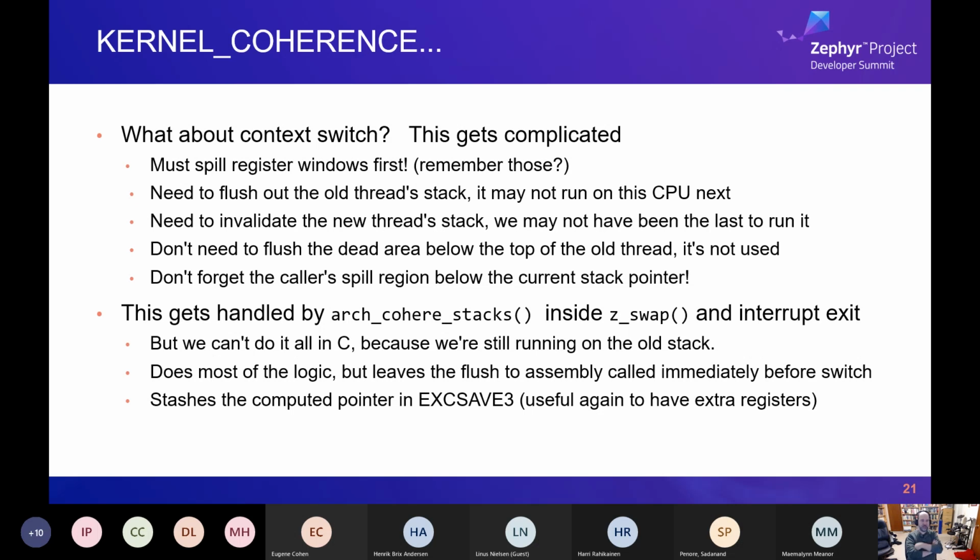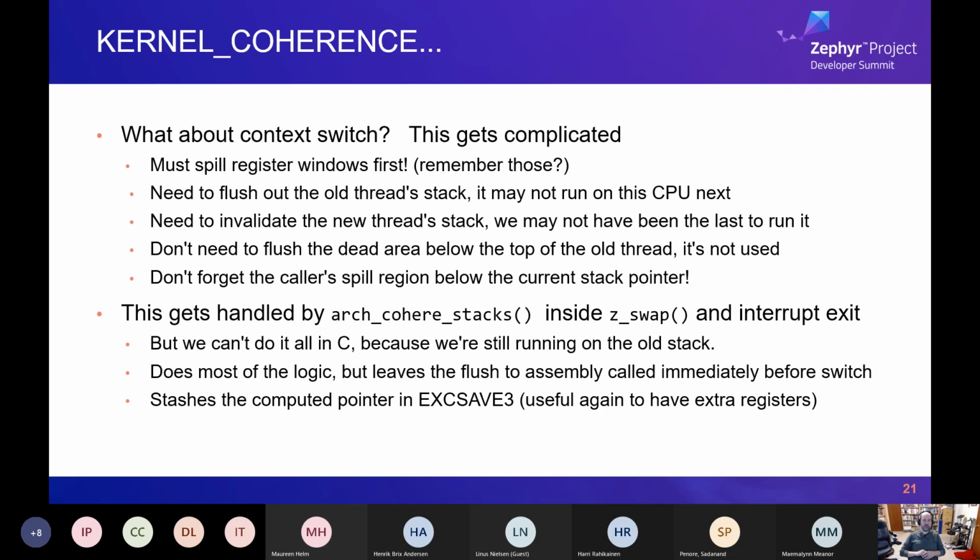And just getting to the last little bit there, you'll notice that there's an arch_cohere_stack call that we've added. It gets called out of the swap call and out of interrupt exit. And it's just a C function, called from C code. It's an inline function. You can't do it all in C though, because we're still running on our stack. We're still modifying things. We don't know what the compiler generated code is going to do. So it does almost all the logic required to compute the boundaries and stuff, but doesn't actually do the flush itself. What it does is it stashes the endpoint pointer in EXCSAVE3.